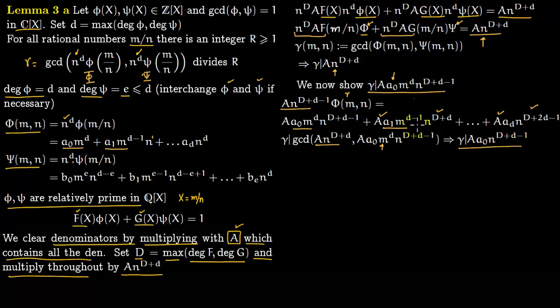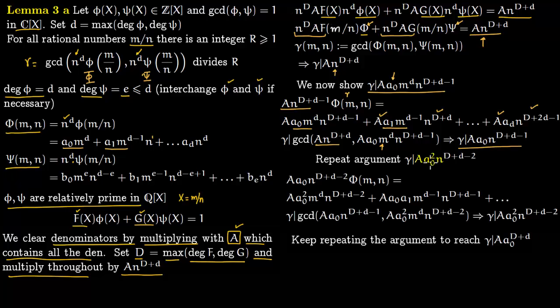Now we are going to use the same trick here, repeat the argument, and show that gamma divides a0 squared n^{D+d-2}. So from minus 1 we have gone to minus 2. So again for the same argument, we multiply both sides, again using this first equation. We are multiplying both sides now by a_{n^{D+d-2}}. So multiply this to this side and then to this side.